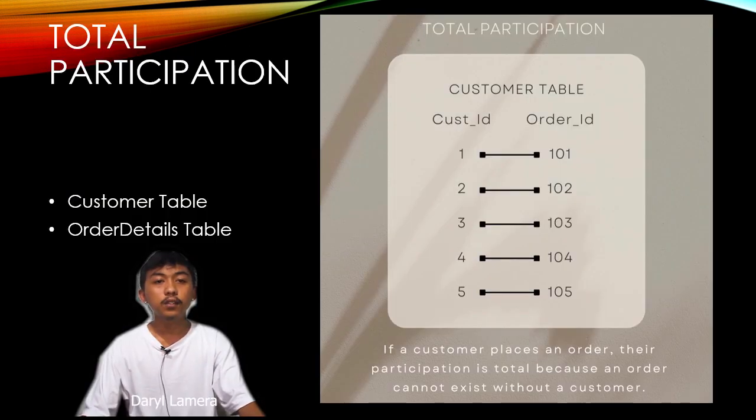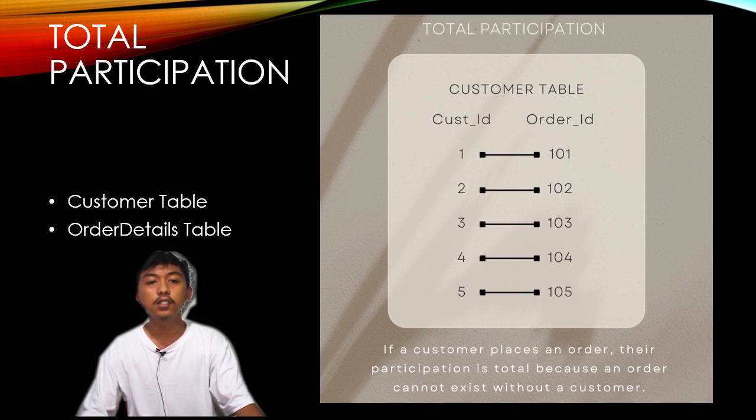Here are the examples for total participation. The first one is the customer's table. This table could have total participation in relationships where a customer must always be associated with an order. For example, in the orders table, the customer ID field is a foreign key that links each order to a customer. Here total participation means that each order must have a customer associated with it. If a customer places an order, their participation is total because an order cannot exist without a customer.